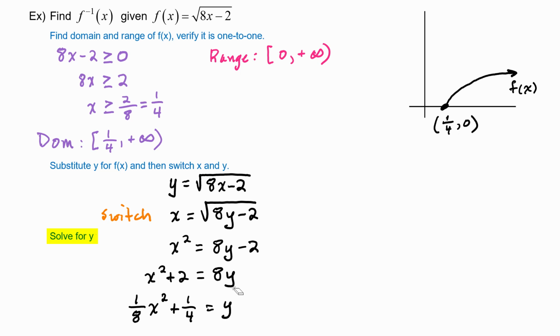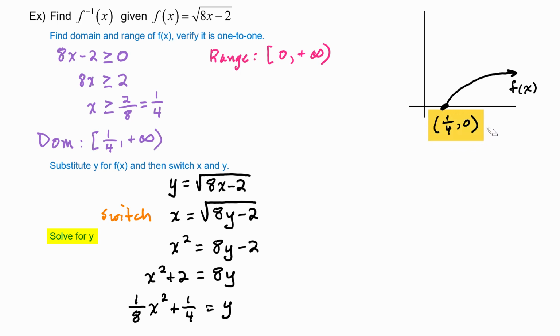Now, if we were to look at the graph of y equals 1/8 x squared plus 1/4, we know that it is a parabola whose vertex is (0, 1/4). But a parabola is definitely not 1 to 1, so we have to be careful to choose the part of this parabola that is actually the inverse function of the graph that we have. Remember that inverse functions switch x and y.